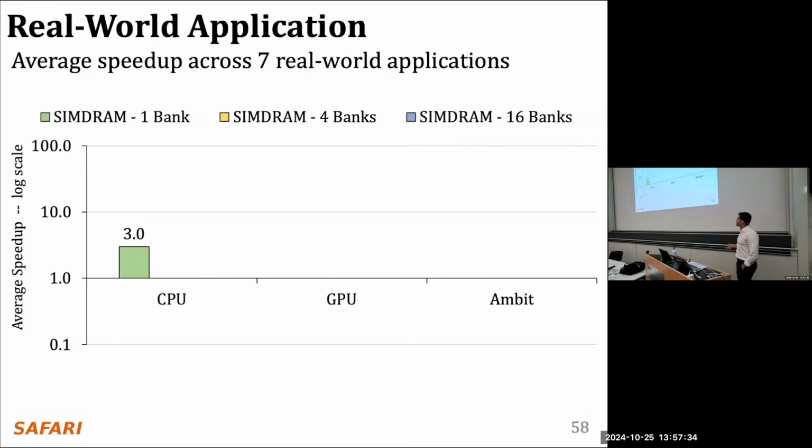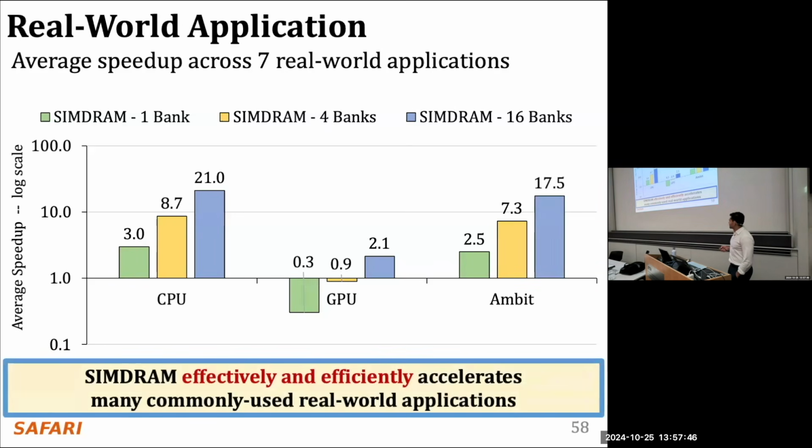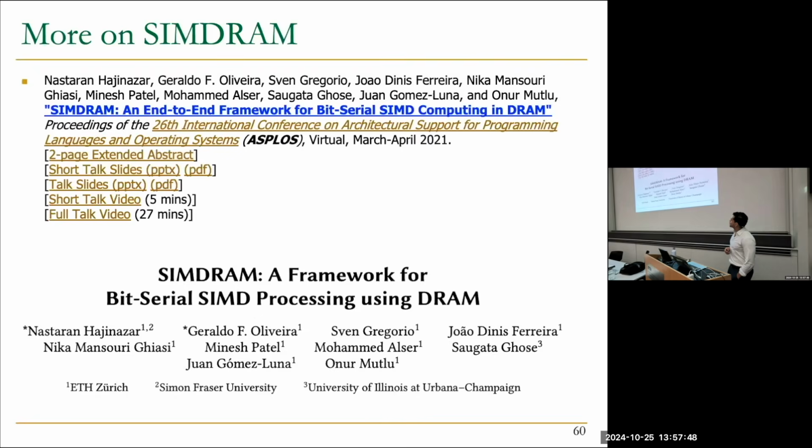And when you consider the end-to-end speedup for the 7 real-world applications, we see that SIMDRAM can outperform the CPU, and can outperform the GPU depending on the number of DRAM banks that you enable for computation, and can outperform Ambit as well. So there are many more studies in the paper, which I guess, I don't know if it's a required reading, but maybe it is.